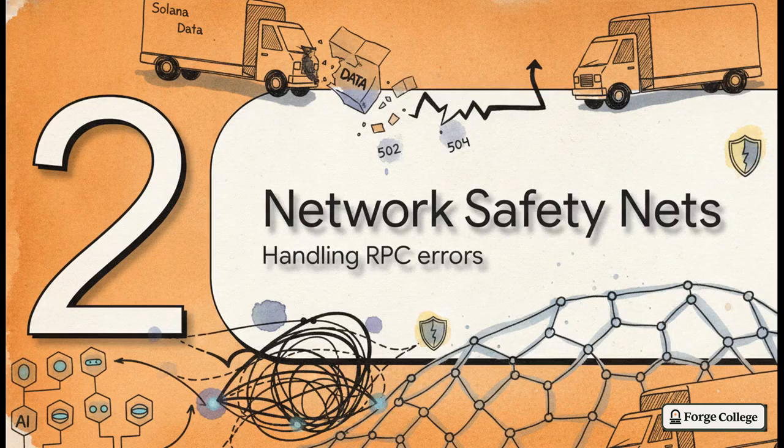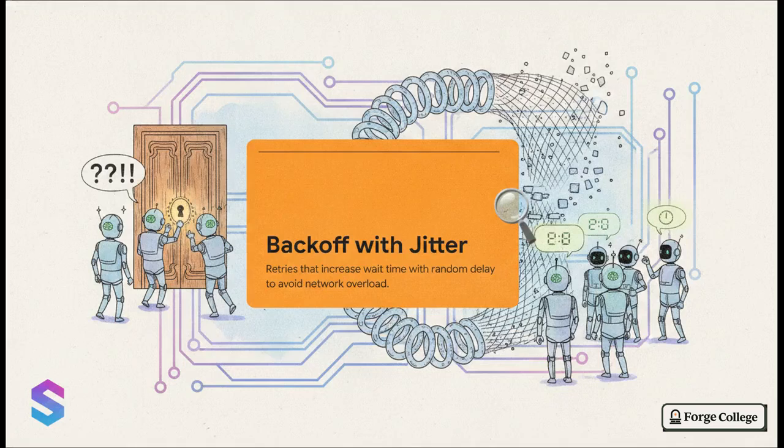Moving right along to stage 2, network safety nets, which is all about handling RPC errors. Here is the harsh reality of network logistics. We're relying on the internet, and that means our delivery trucks are absolutely going to drop some packages. Getting 502 or 504 errors isn't a matter of if, it's entirely a matter of when. And if your AI crashes every single time a request drops, well, it's not exactly an autonomous agent, is it? It's just a fragile script.